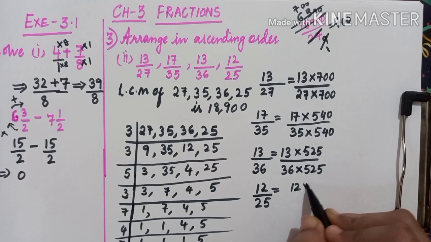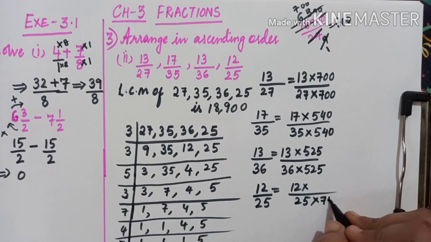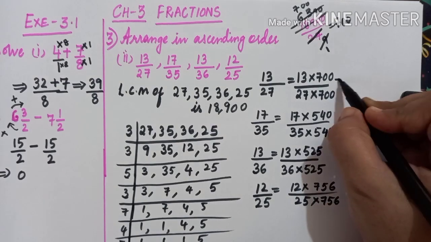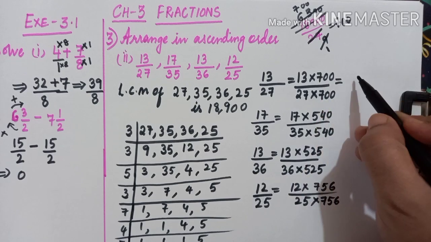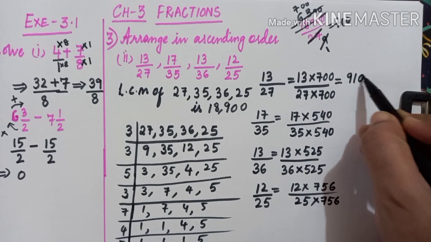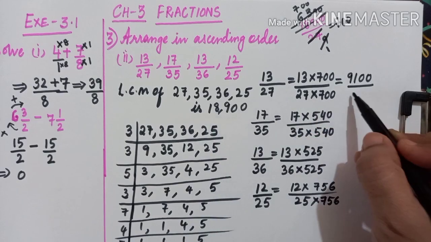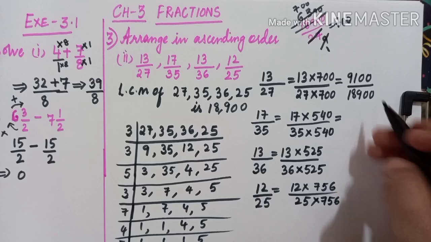So 25 into what will give you 18900? That will be 756. Okay, 756. So now you can do 13 into 700. 13 into 700 will be 9100 divided by 27 into 700, it's nothing but 18900. Now all the denominators will become same.